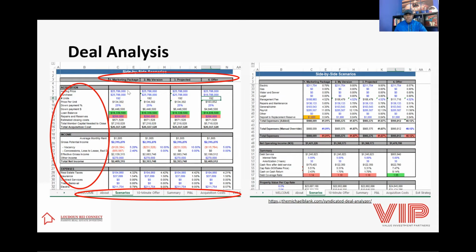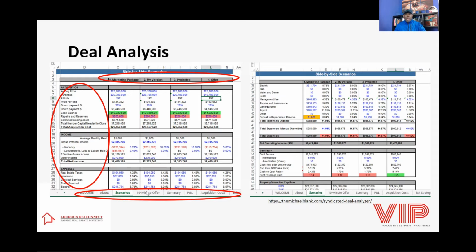Now, Michael Blank has a number of different tabs here. There are the different scenarios that we're looking at right here, but on the syndicated deal analyzer Michael Blank also has a 10-minute offer. A 10-minute offer basically says, what's the NOI, what's the cap rate, this is how much the price should be. You want to see if it's even worth looking at that area, because as an underwriter you're going to have your CoStar underwriting report that's going to help you understand what the cap rate is in that area.